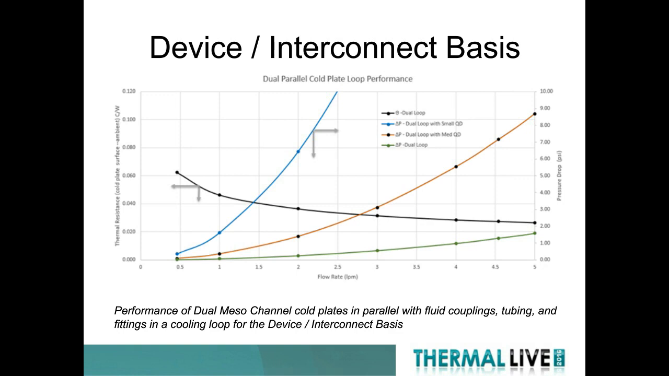So in this case, if we're at 1.5 liters per minute going through this basis, and we're using small quick disconnects, we can see that the pressure drop is just under 4 psi. Whereas if we use the medium-sized QDs, we would be closer to 1 psi.